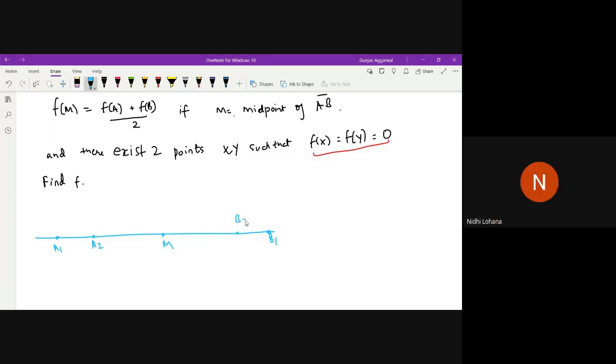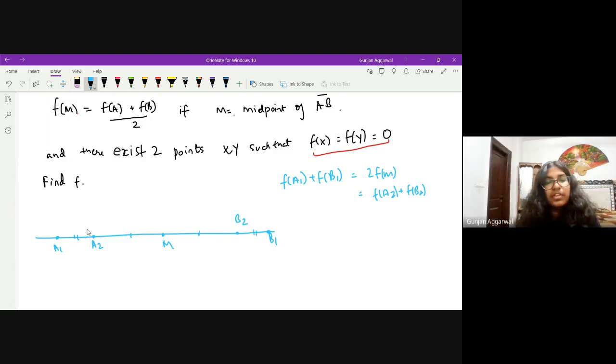So one equation is f of A1 plus f of B1 is equal to 2 f of M, and f of A2 plus f of B2 is the same. And I selected A2 and B2 such that they are also the midpoints of A1M and B1M respectively. So this equals this equals this equals this, right?